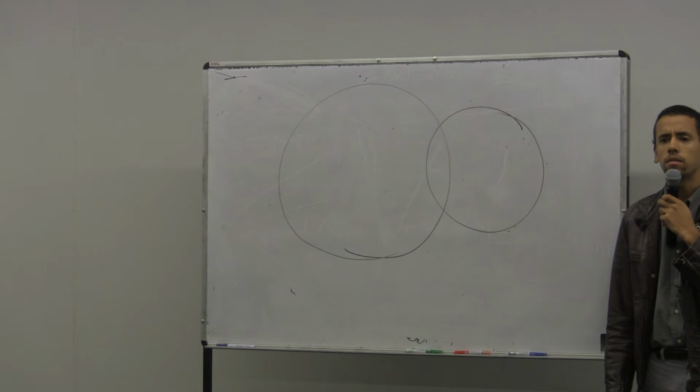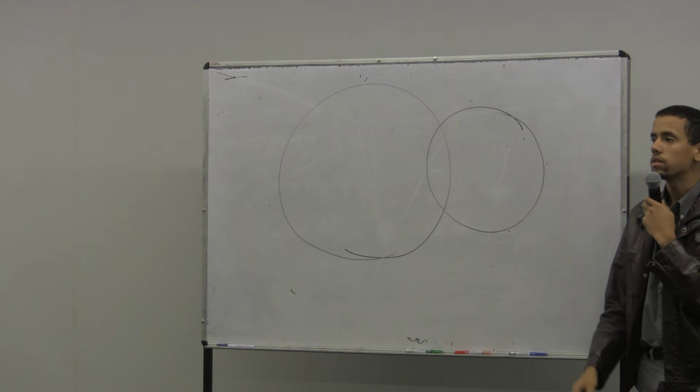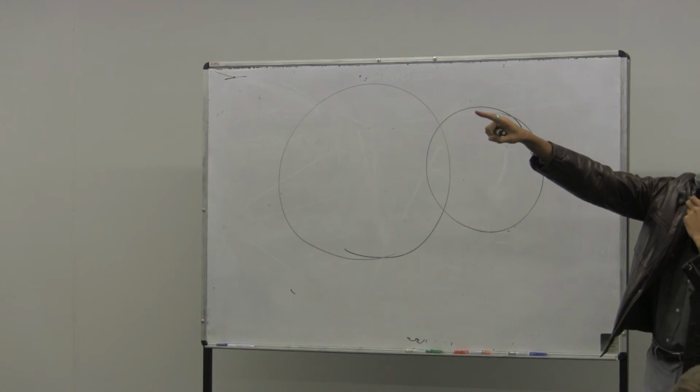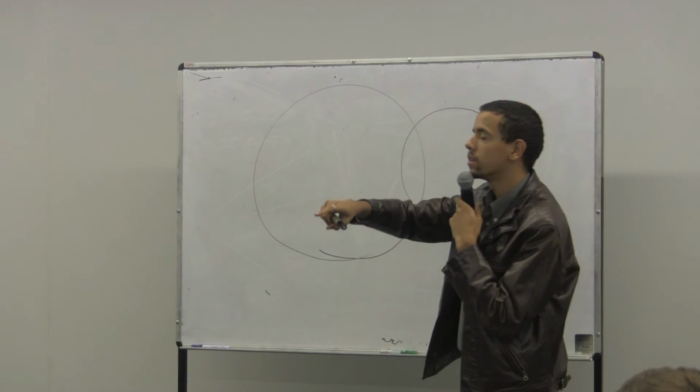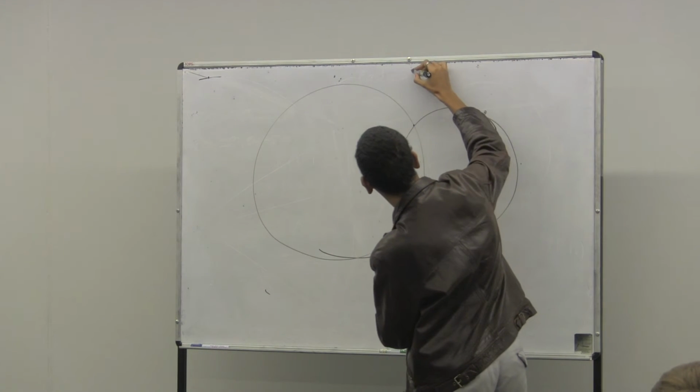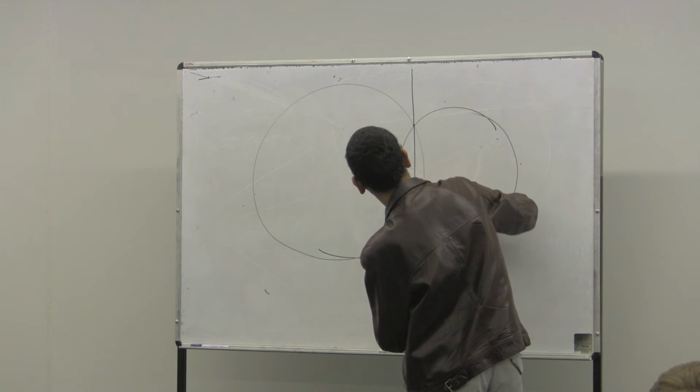Okay, I've got a hand at the back. Okay, I've got so many hands. Let's start with that guy at the back first. The line between the two intersections. Okay, so you're saying the line between there. Why?